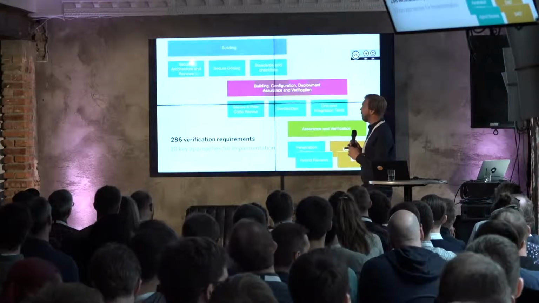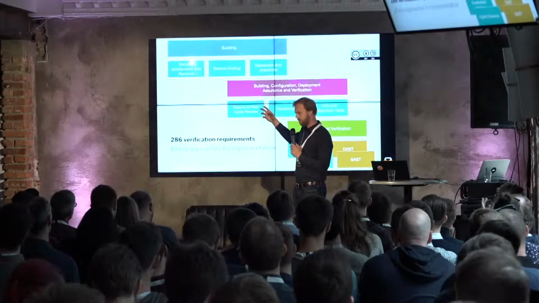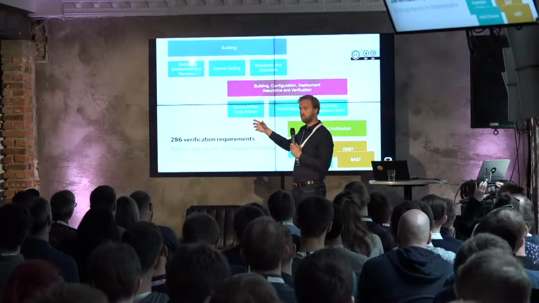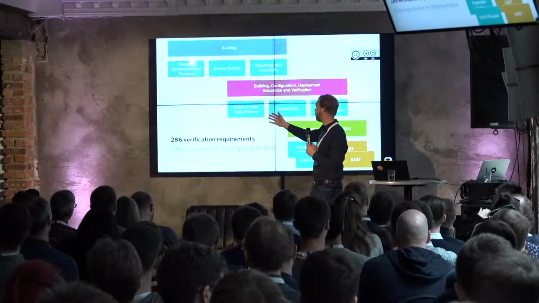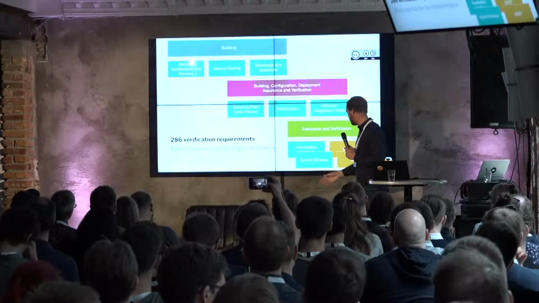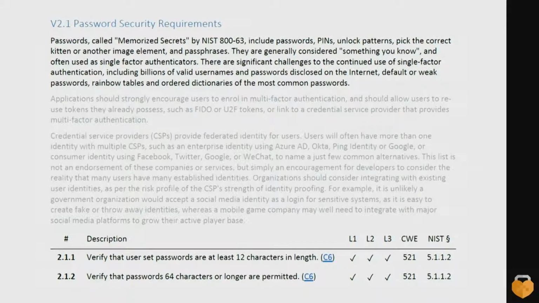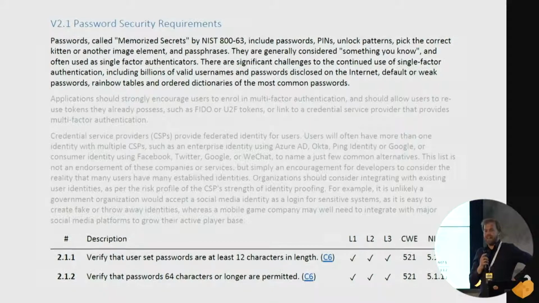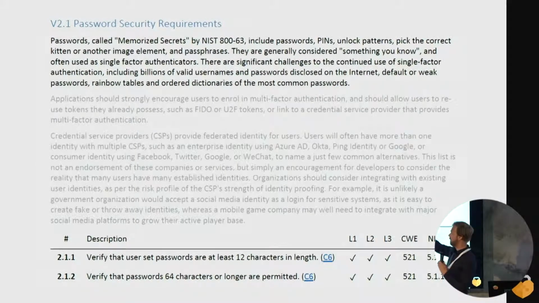There are several parts of your application development lifecycle you need to impact to resolve these requirements. Your architecture, your coding, how you do code review, DevSecOps, how you do pen testing, static analysis testing, etc. ASVS is a PDF and a CSV.